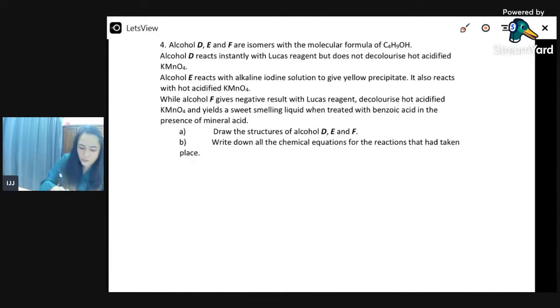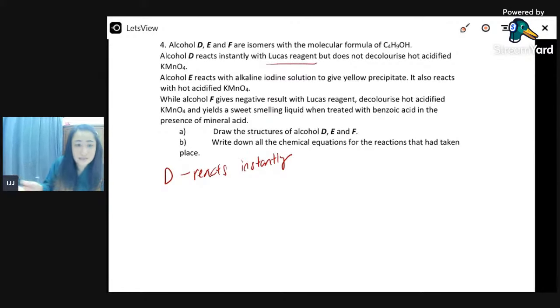Alcohol D, so you write down: alcohol D reacts instantly with Lucas reagent. So kalau dia react instantly, dia memang adalah tertiary alcohol. So you can put here, D must be tertiary alcohol. So kamu boleh buat sudah rangka. Kalau D ialah tertiary alcohol, bentuk tertiary alcohol is something like the carbon that bonded to OH bonded to another 3 carbon.